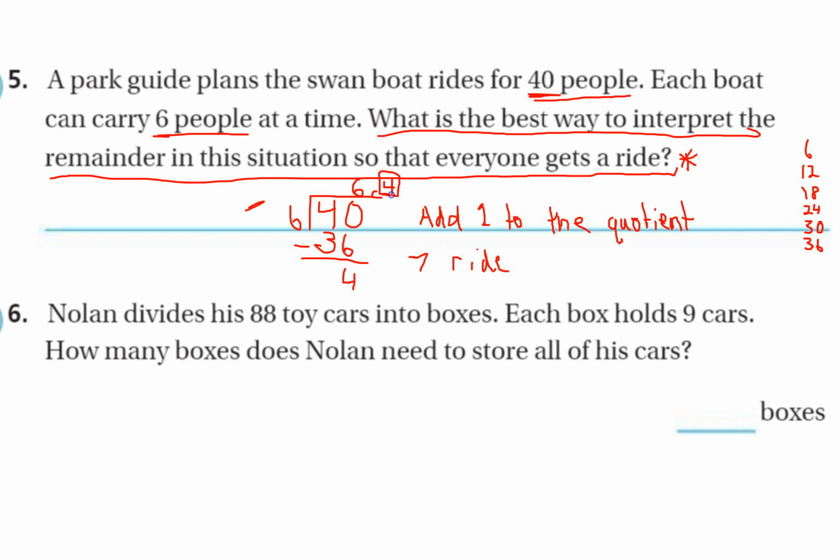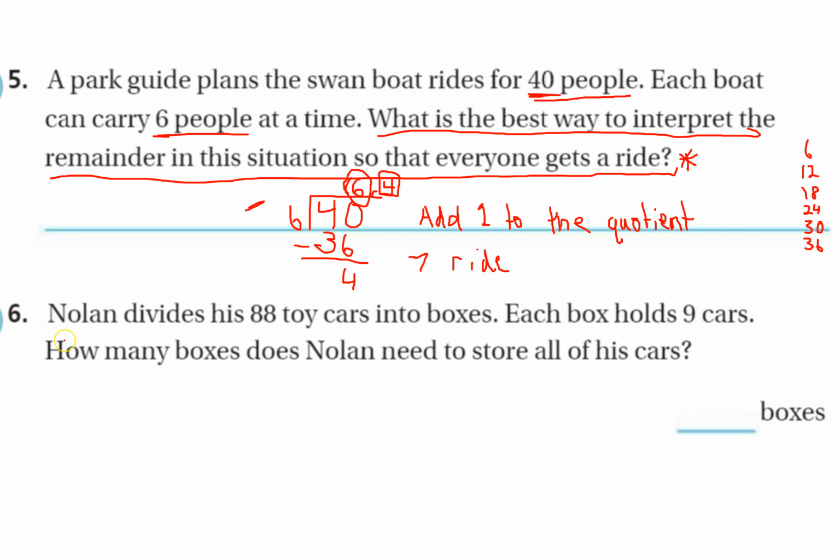normally having a full boat of 6. That last 7th ride will have only 4 people on it. But that way, at least everybody gets to go. If we only did 6 rides, then 4 people would be left in the cold saying, what about me? I want to go on a ride as well. So we have to interpret the remainder by adding 1 more to the quotient of 6 to make it 7 boat rides.